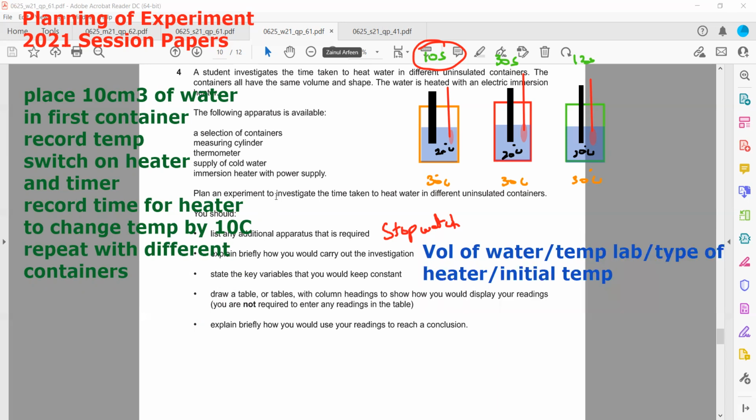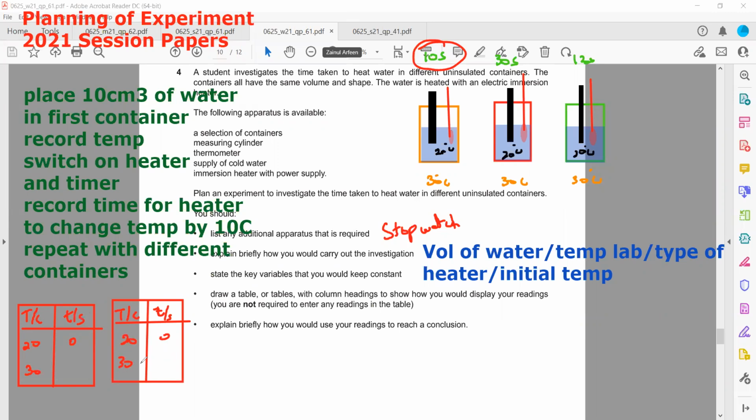Then draw a table or tables with column headings. So we can have, for example, one for container A and one for container B. So the temperature and time. Here also temperature and time. If we start with 20, then 30. So here the time is 0. It can be any other number. Same thing for the second container. We started with time 0. How much time will it take to reach 30 degrees? So this is container A and container B. It can be C. You can make more, because as I mentioned, draw a table or tables. You can merge them, or you can make a separate table for each observation.